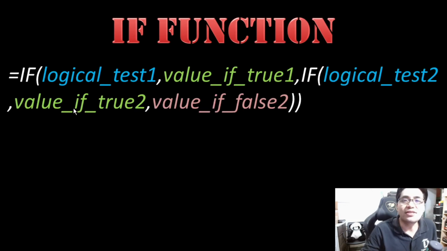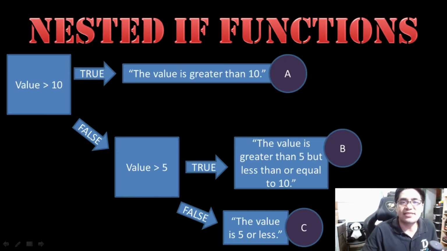So in this case, you will see if logical test 1 is true, then execute value if true 1. But if it is false, what used to be value if false 1 has now been replaced by another if function, which is the second if function. So therefore, if logical test 1 is false, then try checking if logical test 2 is true. If it is true, then execute value if true 2. If it is false, then execute value if false 2. Now let's try out this example here.